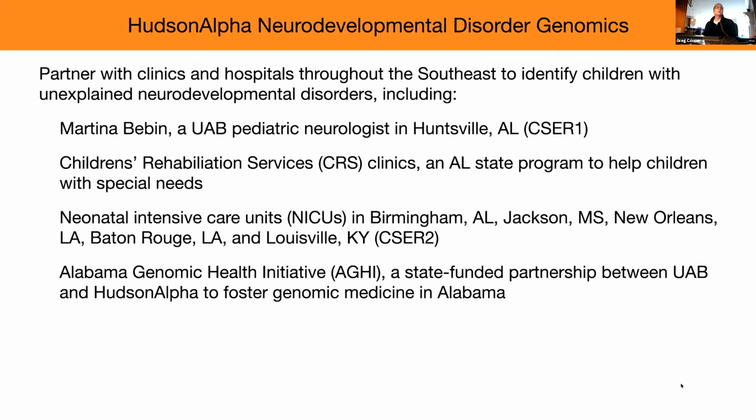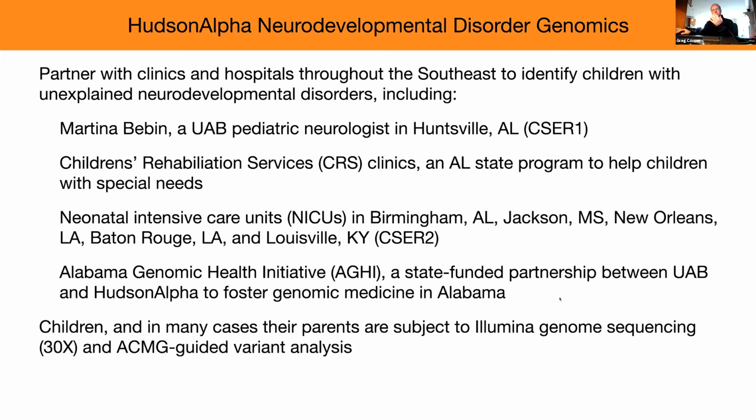At HudsonAlpha, we've been very interested in this for many years now. Here's a list. We started in 2013 with Martina Bevan, a wonderful UAB pediatric neurologist who spends a lot of her time at a clinic in Huntsville. But we work with other partners, including CRS, which is an Alabama state program. Right now, we have a grant called SouthSeq, which is looking at newborns in a neonatal ICU with symptoms of a congenital disease at 5 different NICUs across the Southeast. We're also part of the Alabama Genomic Health Initiative, or AGHI, a state-funded collaboration between UAB and HudsonAlpha.